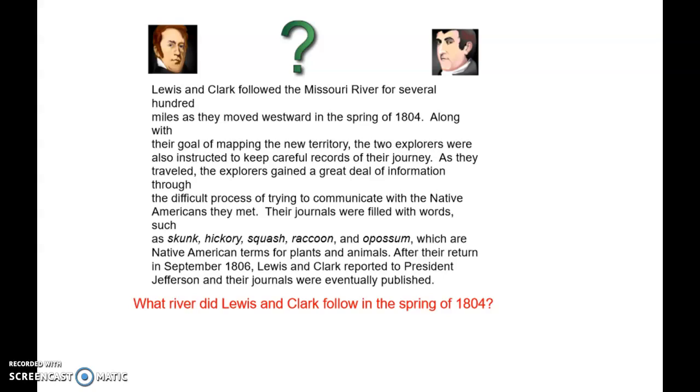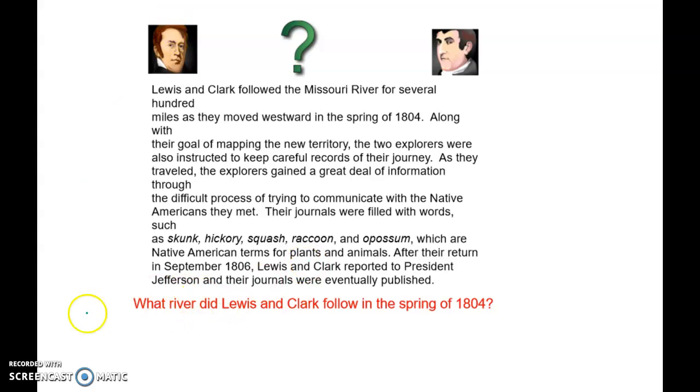Their journals were filled with words such as skunk, hickory, squash, raccoon, and opossum, which are Native American terms for plants and animals. After their return in September 1806, Lewis and Clark reported to President Jefferson, and their journals were eventually published. So the question again was, what river did Lewis and Clark follow in the spring of 1804?